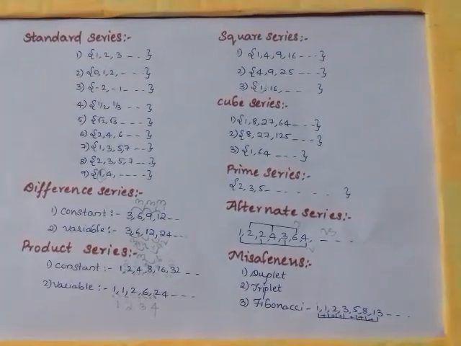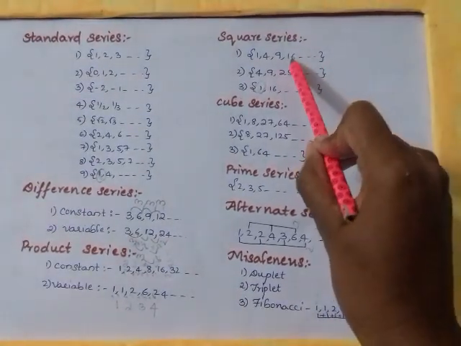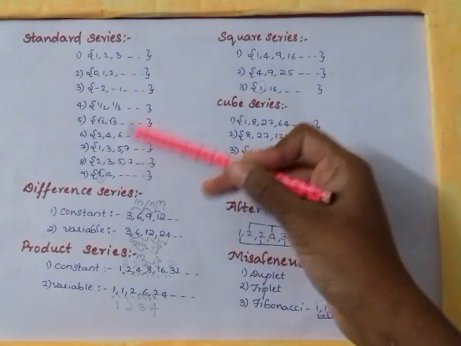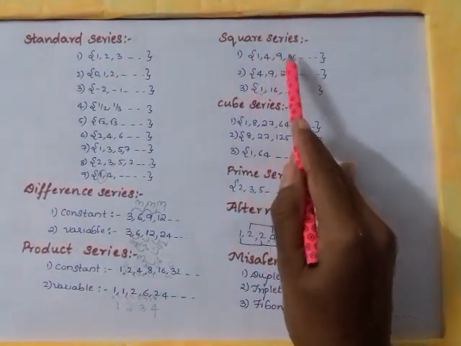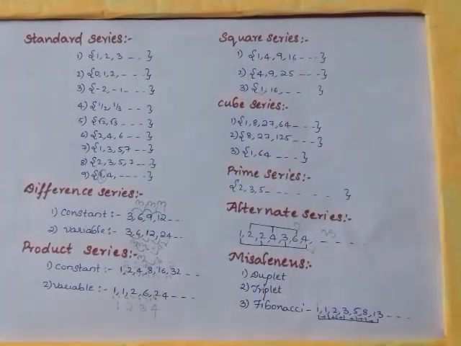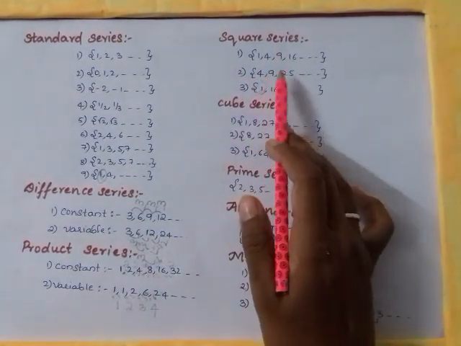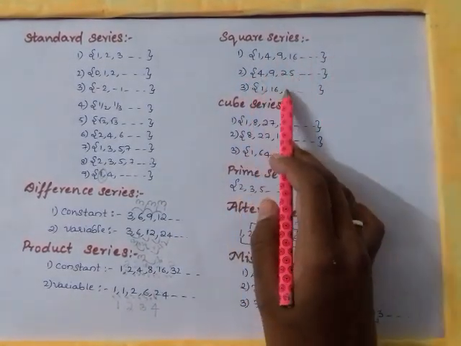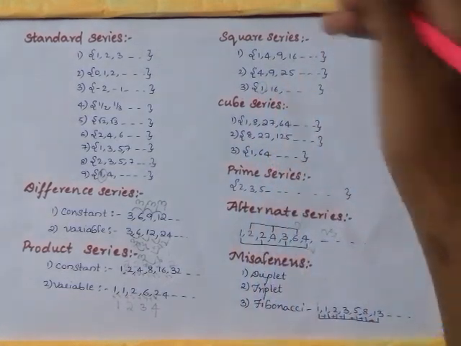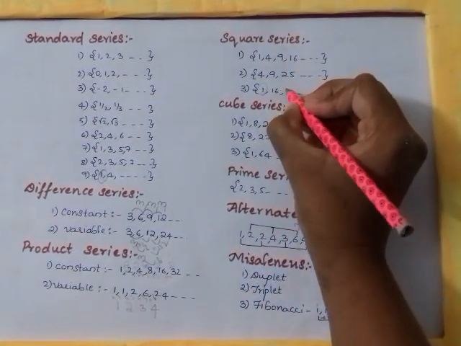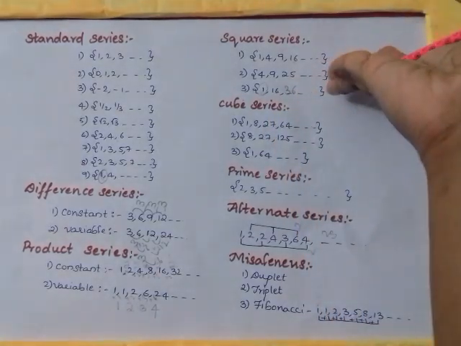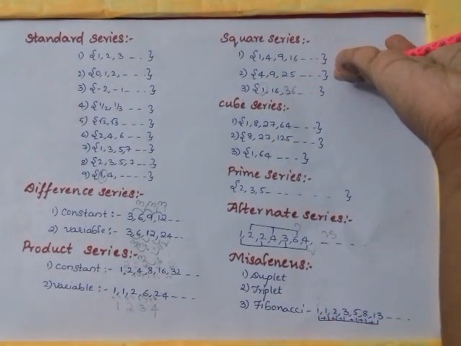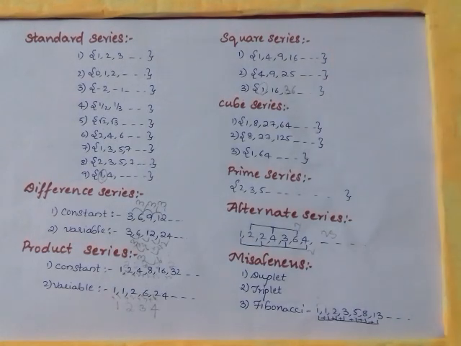After this comes the square series. The series of squares of all standard series is the square series, as we have discussed before. 1, 4, 9, 16 and so on. Next 4, 9, 25 and so on. 16. Next 6 square, 36 and so on. Composite number squares, prime number squares and natural number squares.